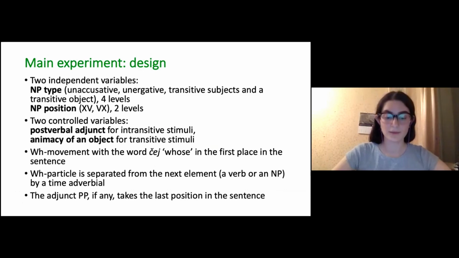The main experiment with subextraction also has two independent variables. It's NP type with 4 levels and NP position with 2 levels. As the movement type, we chose WH movement with the word che, whose WH particle takes the first place in each sentence and is followed by a time adverbial to separate the particle from the next element to avoid any possible misunderstandings. For example, the interpretation with the extraction of the whole subject NP instead of the subextraction of one element from the subject NP.